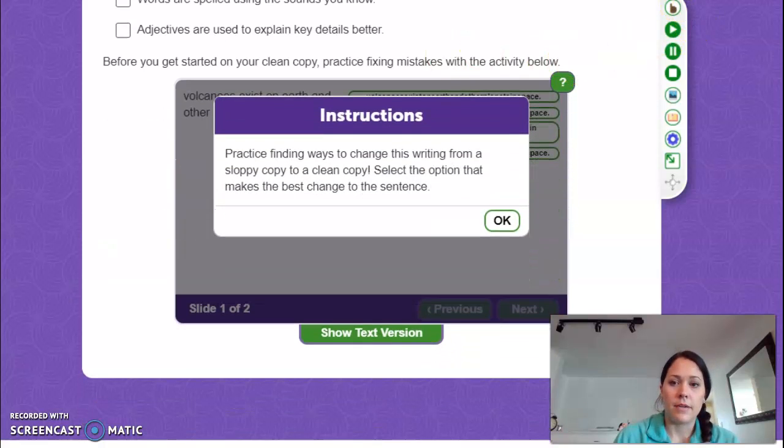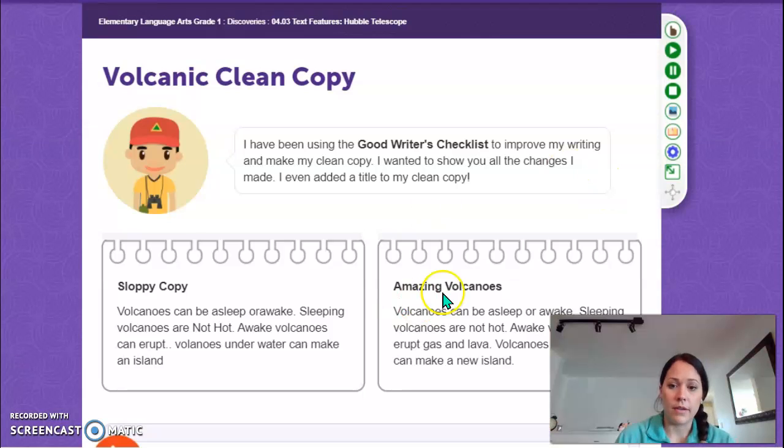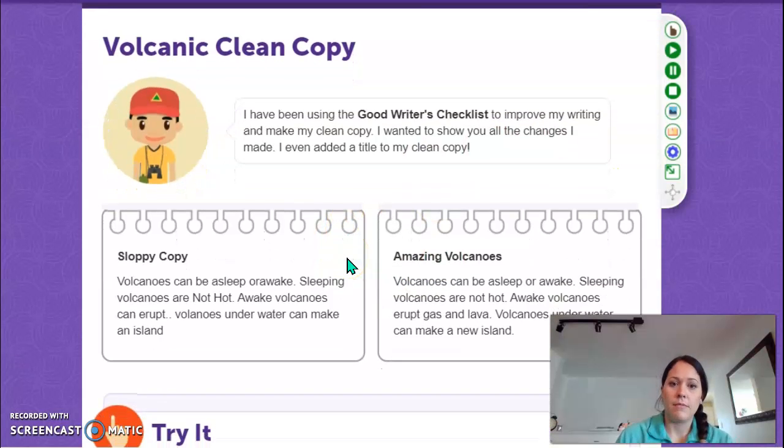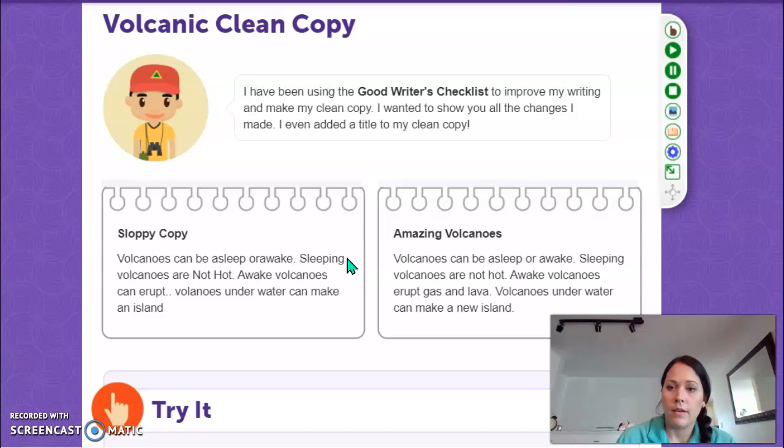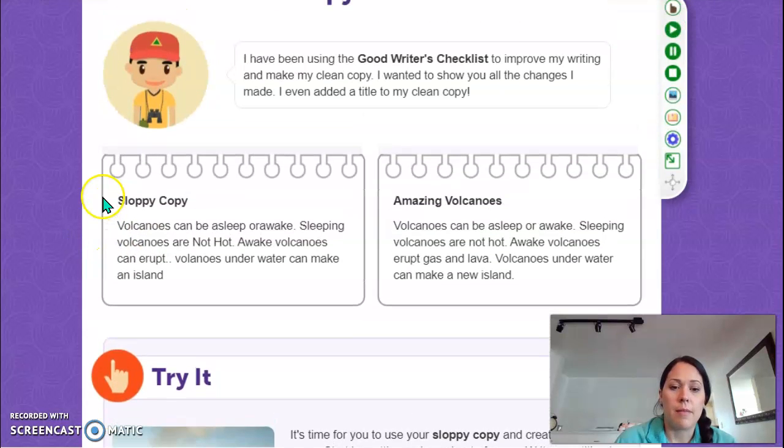All right, so our last thing that you're going to be doing with your volcano paper is you're going to be writing your clean copy. So go through your sloppy copy and use your pencil to make any changes on there that you need to before you copy it onto your clean copy. So if we wanted to see an example of a sloppy copy versus a clean copy here.